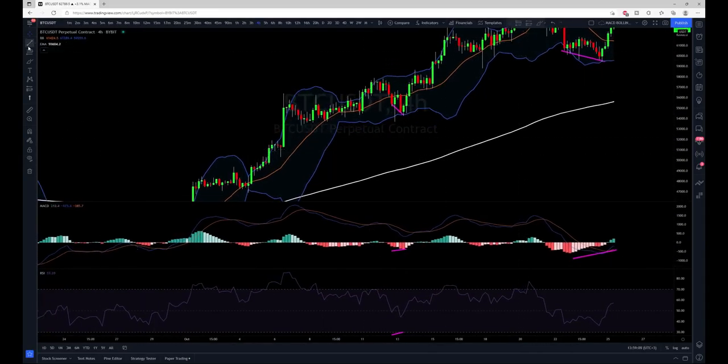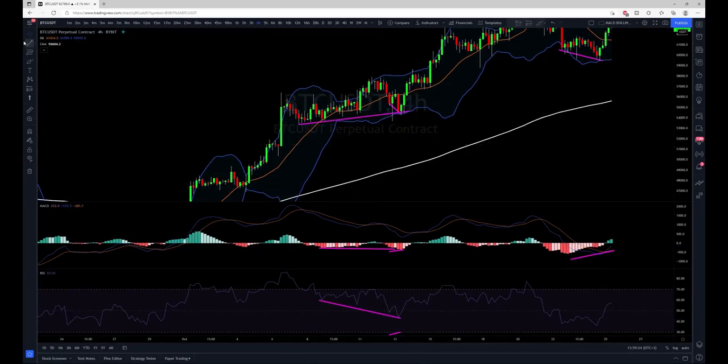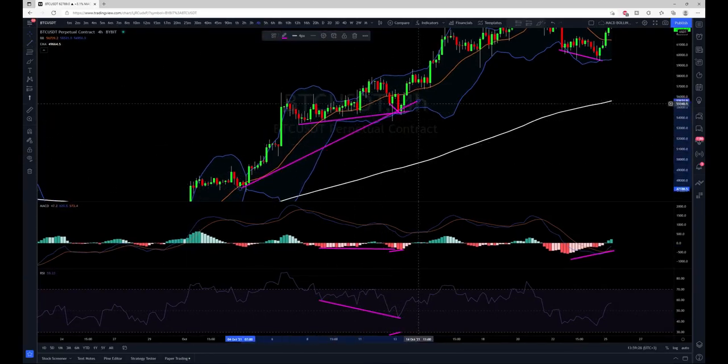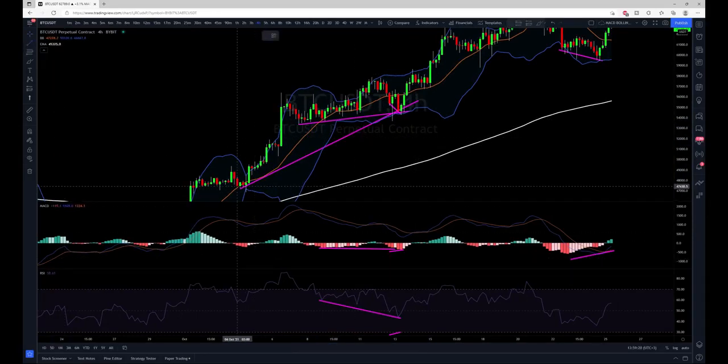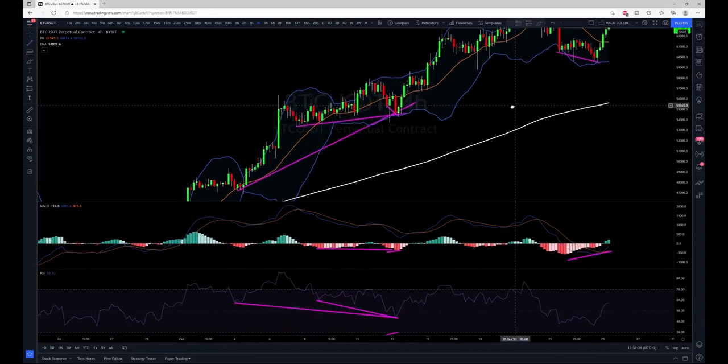And we do get that hidden divergence. So as price makes a higher low, at the same time, we have indicators making a lower low. So we can see here, RSI makes a lower low, price makes a much higher low, and you can see the same thing over here. We have hidden divergence compared from this pullback to this pullback. So we're getting hidden divergence on the 4-hour as well.